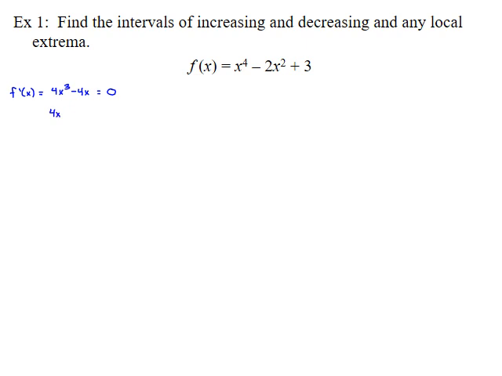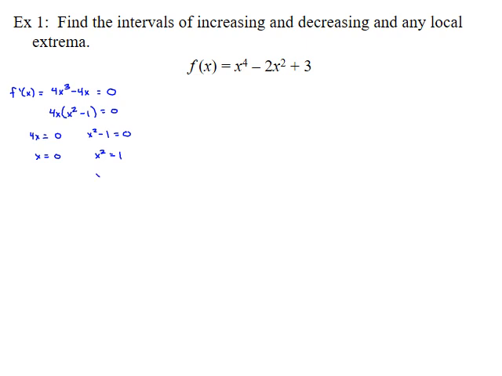I could factor a 4x out of both terms, which leaves an x squared minus 1 left over. Then I can set both of those equal to 0. So 4x is going to equal 0, and x squared minus 1 is going to equal 0. The first one's not too bad, just divide both sides by 4, so you get x equals 0. The second one, if you add the 1 over, that's x squared equals 1.